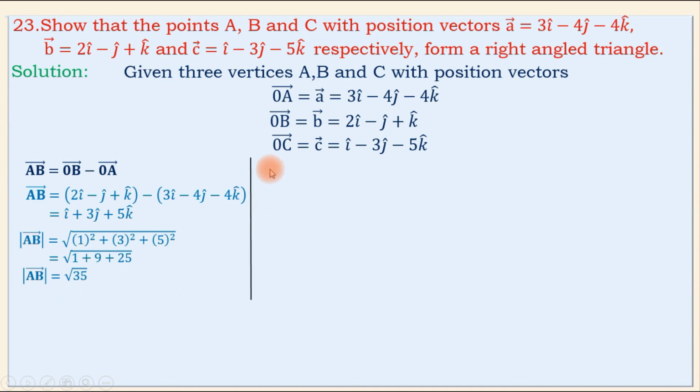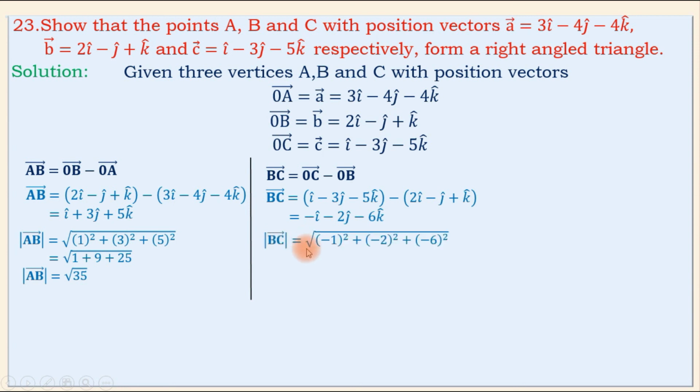Then take BC vector. BC vector can be taken as OC vector minus OB vector. So this becomes minus i cap minus 2j cap minus 6k cap. Take the magnitude of BC vector, which is equal to square root of (minus 1) square plus (minus 2) square plus (minus 6) square. That is, magnitude of BC vector equals root 41.